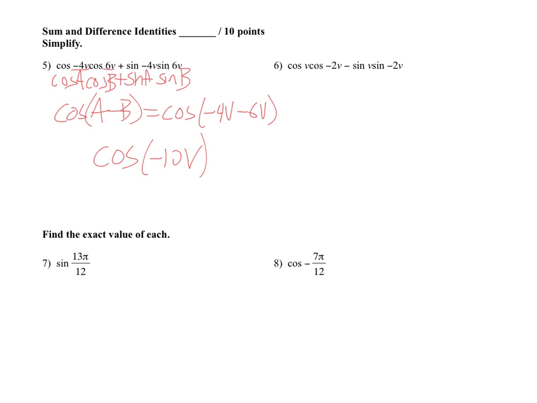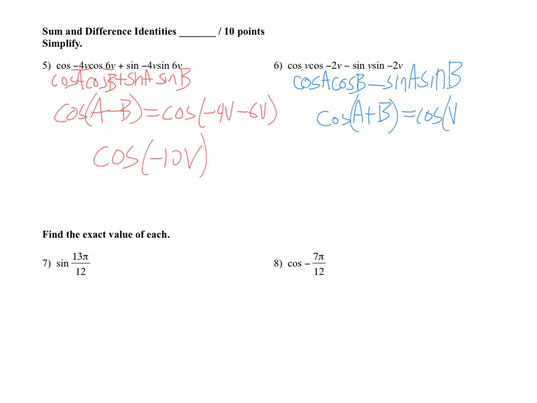This is a new style of problem in terms of having variable expressions on the inside and having to figure out which identity we're dealing with. Okay, similarly for number 2, we get cosine of v, which I could write as cosine A, and cosine of negative 2v could be cosine B, minus sine A sine B. Same deal, but now we're dealing with cosine of A plus B. So I'm going to rewrite this as cosine of v plus negative 2v, which is cosine of negative v.